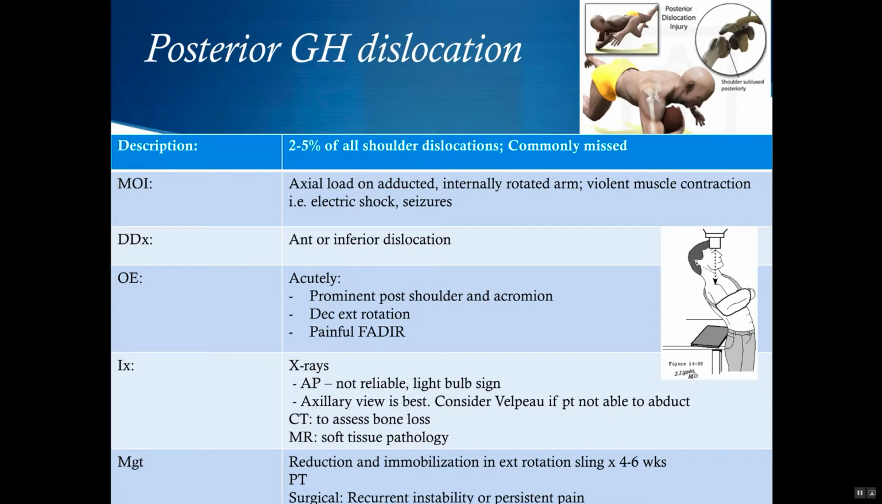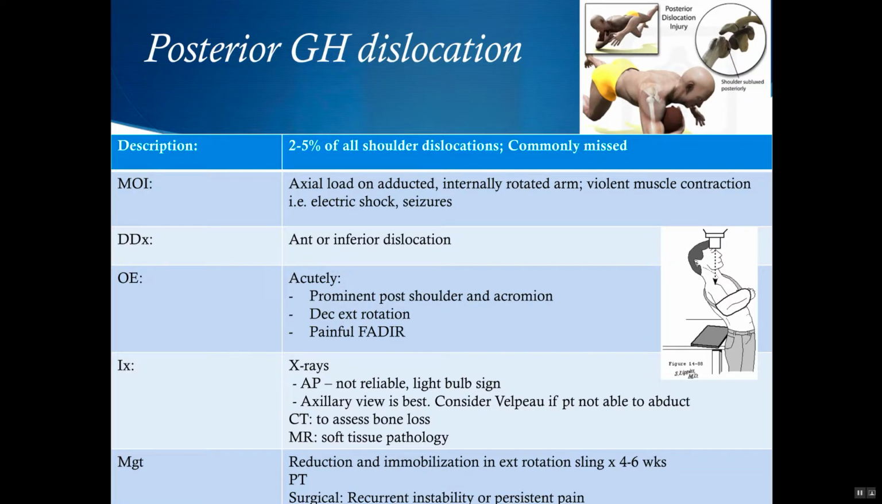I'll move on to posterior glenohumeral dislocations, which are quite rare overall. The stats would suggest they account for about 2 to 5% of all shoulder dislocations. They tend to be commonly missed as well, so it's important to keep an index of suspicion for these, especially with a good mechanism, which is typically an axial load on an adducted, internally rotated arm, or a patient coming in post a violent muscle contraction like a seizure or electric shock.